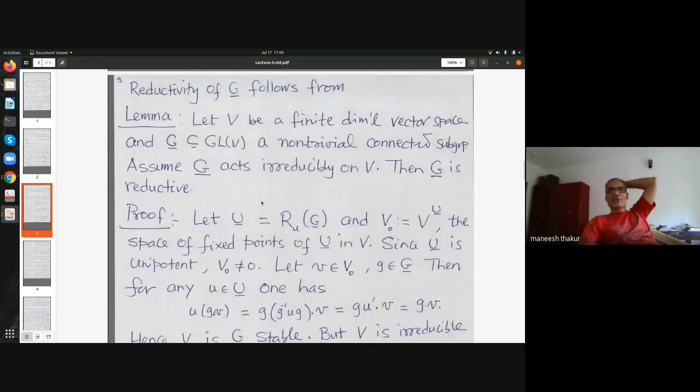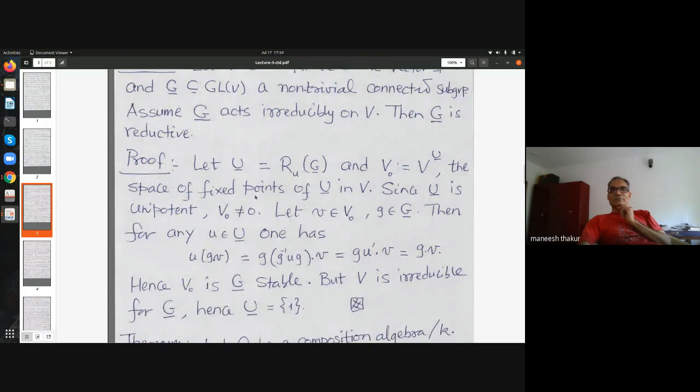This is a very useful thing to know. Suppose I have a finite dimensional vector space V and a non-trivial connected subgroup G bar of GL(V). And suppose it acts irreducibly on V, then G bar is reductive. So this is a simple result, but quite useful.